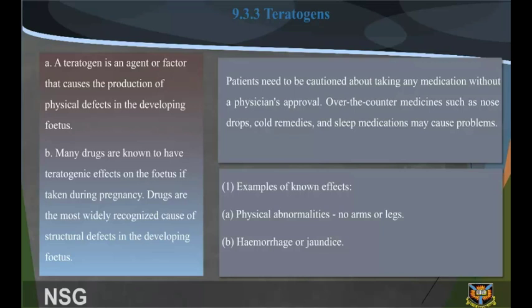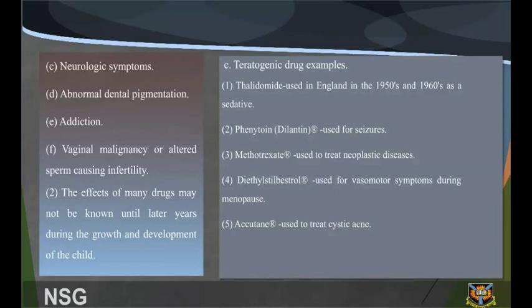Examples of known effects are physical abnormalities such as no arms or legs, hemorrhage or jaundice, neurologic symptoms, abnormal dental pigmentation, addiction, vaginal malignancy, or altered sperm causing infertility. The effects of many drugs may not be known until later years during the growth and development of the child.